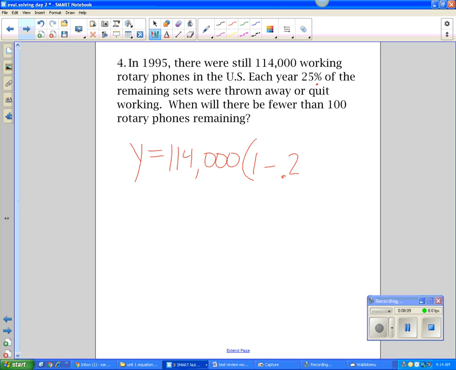Okay, so it's right here. How many times do I move it? Or is there an empty spot? So it's just 0.25. Okay? Good. Just to practice, Dylan, how else could you write this y equals? What else would it be? 114,000 parentheses what?